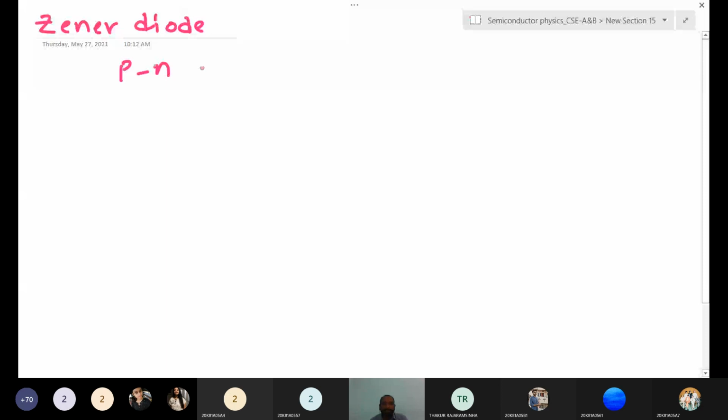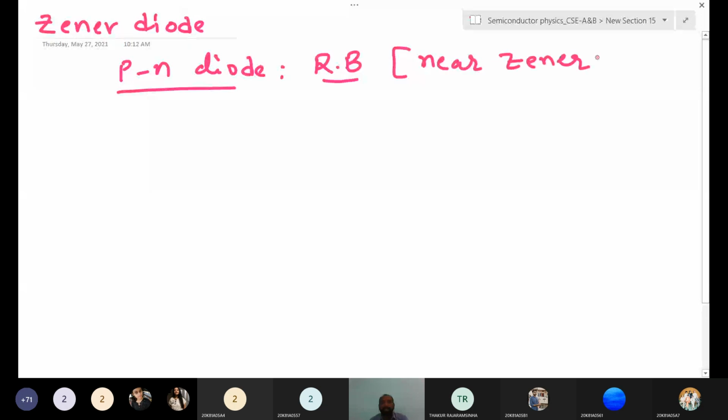Yesterday or the day before yesterday, we saw that the PN junction Zener diode is the same as a PN junction diode, but it works under reverse bias condition. It operates under reverse bias condition only. Just yesterday we also studied Zener breakdown. So this diode will work near the Zener breakdown voltage, the Zener voltage.